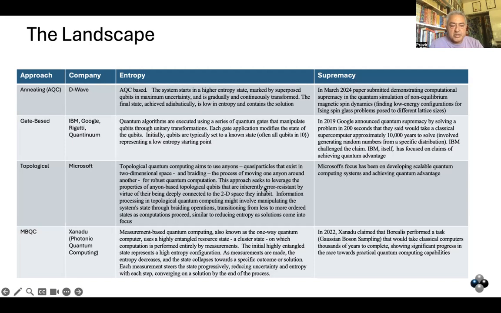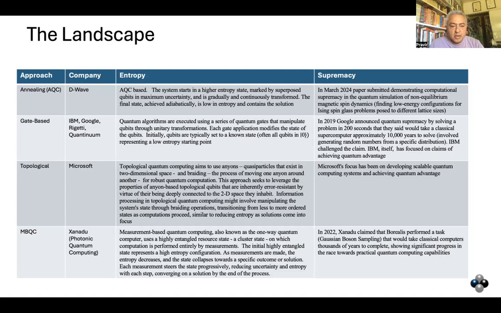Topological quantum computing basically uses anyons, which are quasi-particles that exist in two-dimensional space, and braiding, that's a process of moving one anyon around another. This approach seeks to leverage properties of anyon-based topological qubits that are inherently error-resistant because they're deeply connected to the 2D space they inhabit. This is in contrast to, say, qubits used in a gate-based approach that would, in comparison, be much more disconnected from the environment in which they exist.